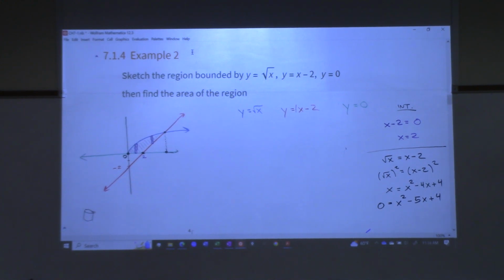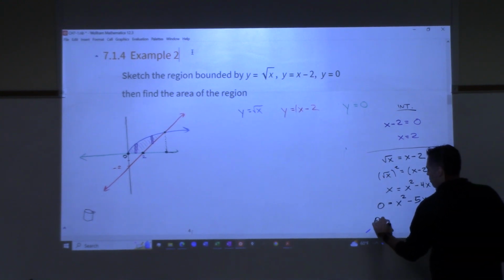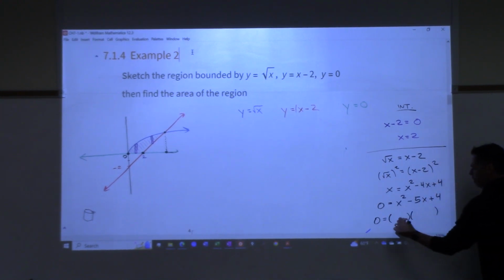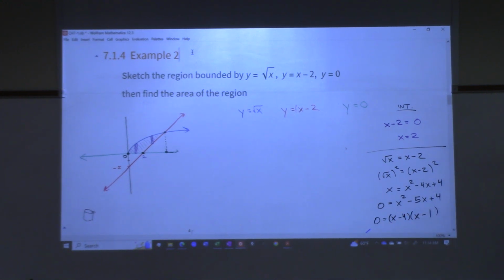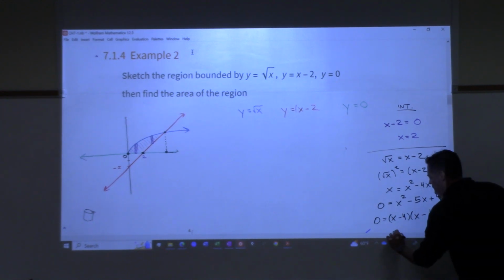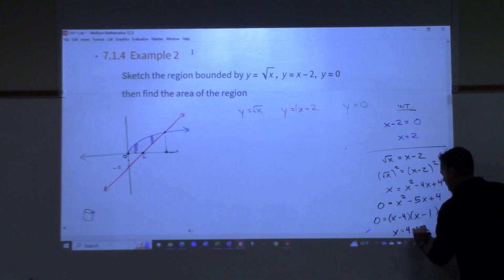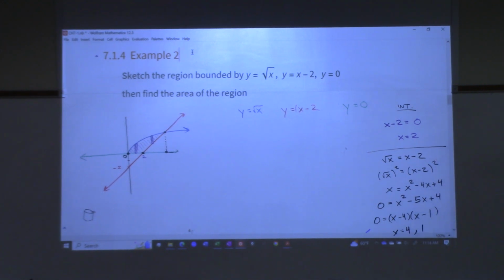And does that factor? Yes. It factors to be (x minus 4)(x minus 1). And that gives you two solutions, 4 and 1. So which one is it? It's 4, right? Yes, this was for the blue and the red. Yes, 4. What about the 1, though?